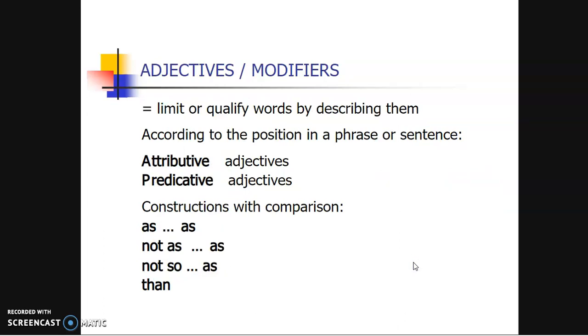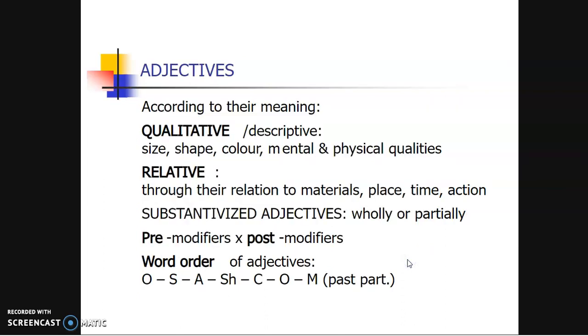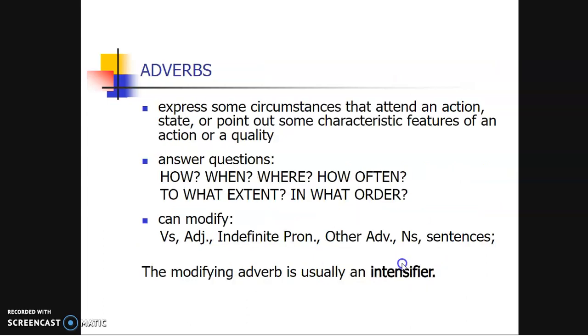Adjectives, modifiers, attributive adjectives and predicate adjectives. An adjective limits the quality of words by describing them according to the position in a phrase or sentence. Constructions with comparison: as, not as, not so as, and than. Adjectives will be, according to the meaning, qualitative and relative. Substantivized adjectives will be wholly or partially. Pre-modifiers, post-modifiers. Morphology and composition of adjectives: primary, simple, and secondary, converted, derivative, compound.